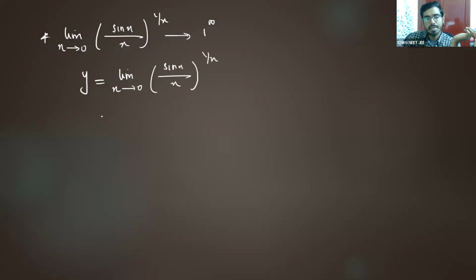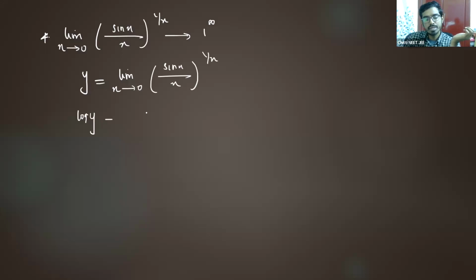The fourth problem. Limit x tending to 0 sin x by x whole power 1 by x. Now we can see this sin x by x will tend to 1, right? Because sin f of x by f of x is 1, provided your f of x is 0 as x tends to 0, here as x tends to a. So it is of the form 1 power infinity form. So let us call this as y. So y is equal to limit x tending to 0 sin x by x whole power 1 by x.